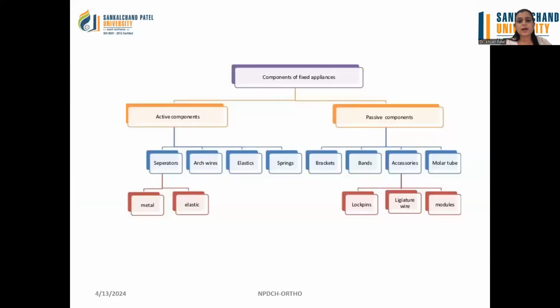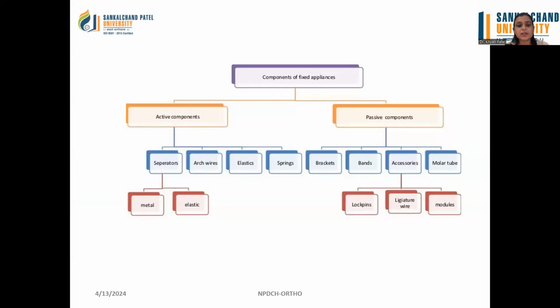So first let's start with the components of the fixed appliances. Basically there are two types of components in the fixed orthodontic appliance: active component and passive component. When we look at the active components, there are separators, arch wire, elastics and spring. In case of passive component, there are brackets, band, accessories, and molar tube.